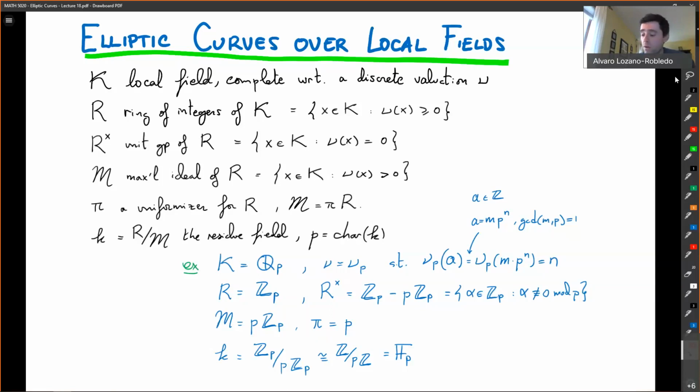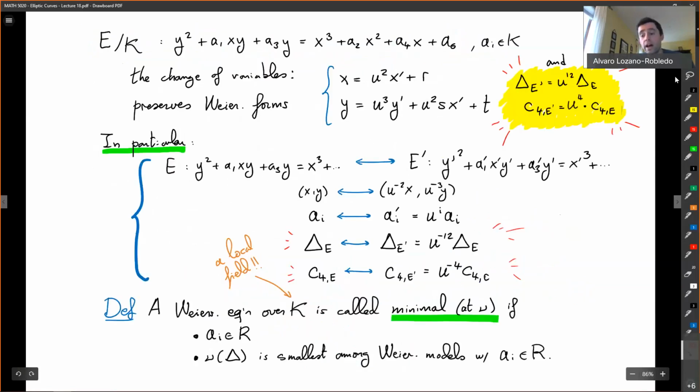Okay, so last time, the first step to talk about elliptic curves over local fields was to choose a good Weierstrass model. By a good Weierstrass model, what we mean is a minimal model. If you start with a Weierstrass model with coefficients in K, then you can always change variables so that your coefficients are in the ring of integers, first of all.